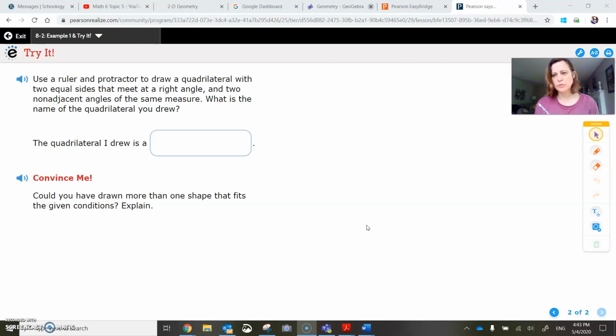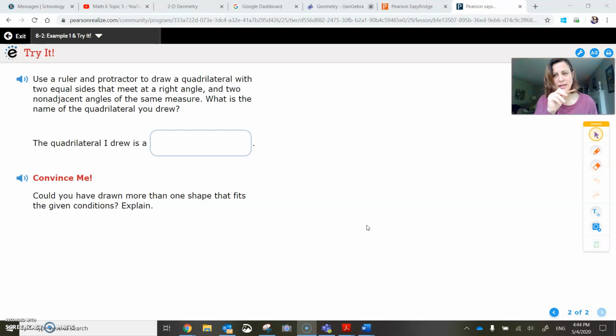So we're supposed to use a ruler and a protractor. A protractor is one of those things that help you see how big an angle is. We're going to make a quadrilateral, so I'm going to write that down. So I know it's got to have 4 sides. It has 2 equal sides that meet at a right angle. And of course, or maybe not of course, a right angle is 90 degrees.